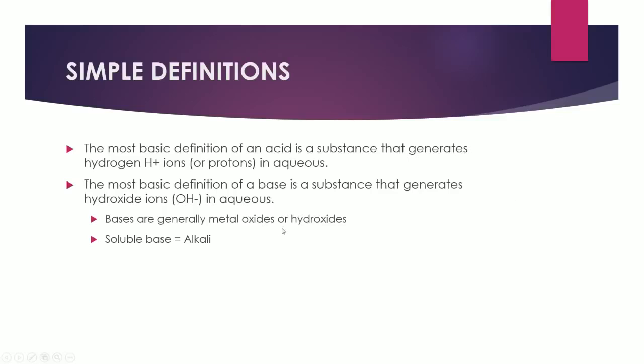So the simple definition of an acid is a substance that generates hydrogen ions, or protons, because that's what they are essentially, in aqueous. The definition of a base is a substance that generates hydroxide ions in aqueous. Bases are generally metal oxides or hydroxides, and a soluble base is what we call an alkali.